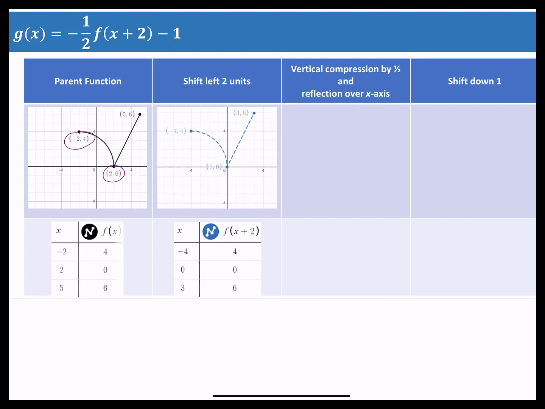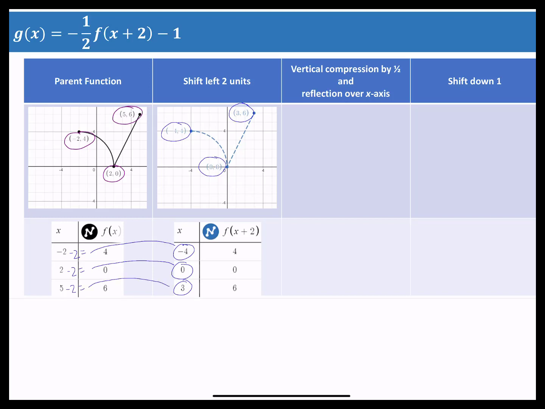Focusing on our key points, notice that a horizontal shift did not affect the y values at all. However, all the x values are 2 less than previously. We can also see this in the table of values. When the output is 4, x equals -4, which is 2 less than -2. And when the output is 0, x equals 0, which is 2 less than 2. Similarly, when the output is 6, x equals 3, which is 2 less than 5.